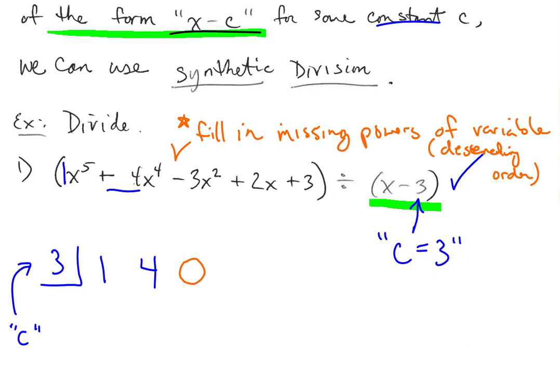And then we continue on with the remaining coefficients, so after that we'd have a negative 3 because of the negative 3x squared, and then a positive 2 because of the plus 2x, and then a positive 3 because of that constant term at the end. Now, observe that these coefficients are written out all in line from left to right in descending order, again with the missing one represented with the 0.